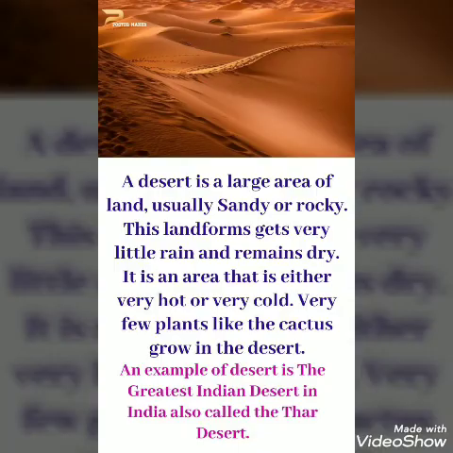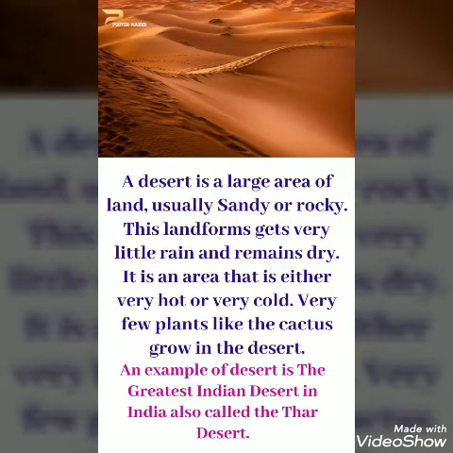Desert. A desert is a large area of land, usually sandy or rocky. This landform gets very little rain and remains dry. It is an area that is either very hot or very cold. Very few plants like the cactus grow in the desert.